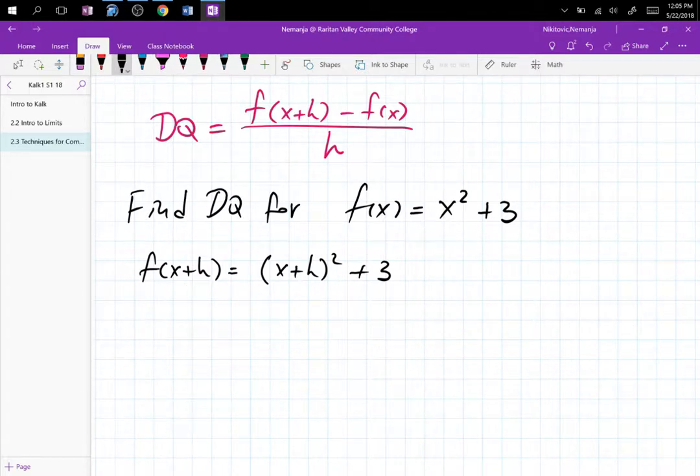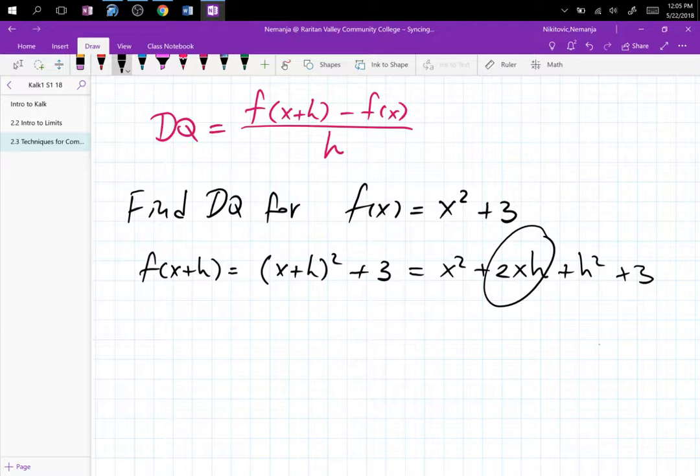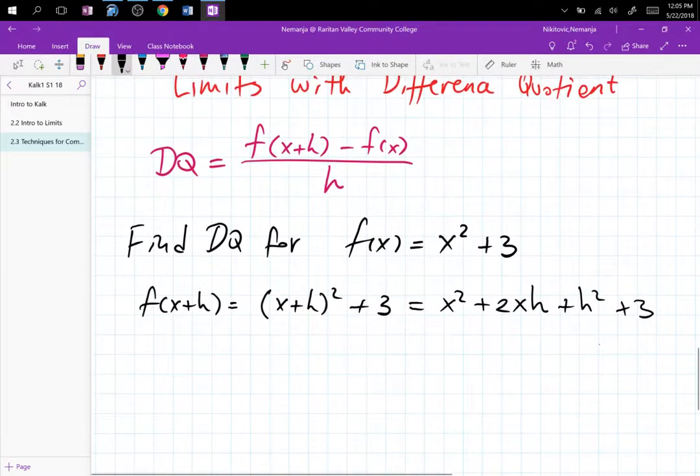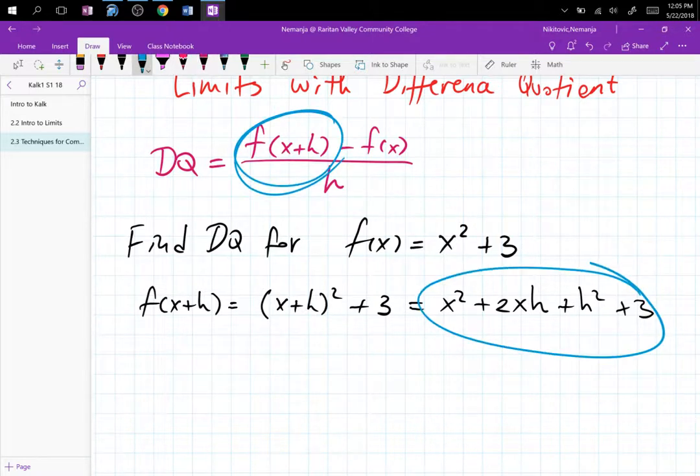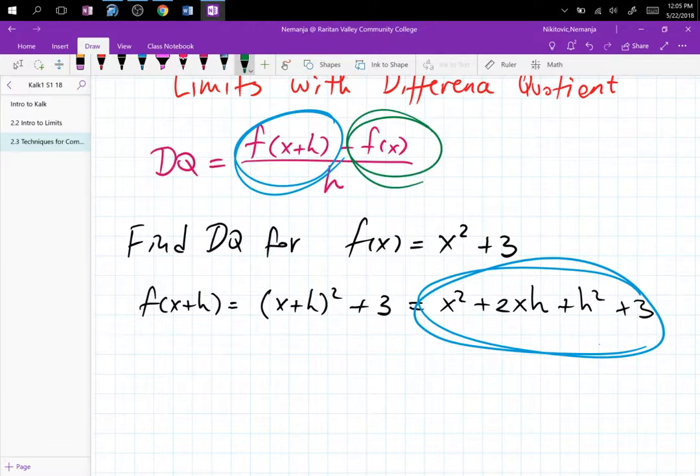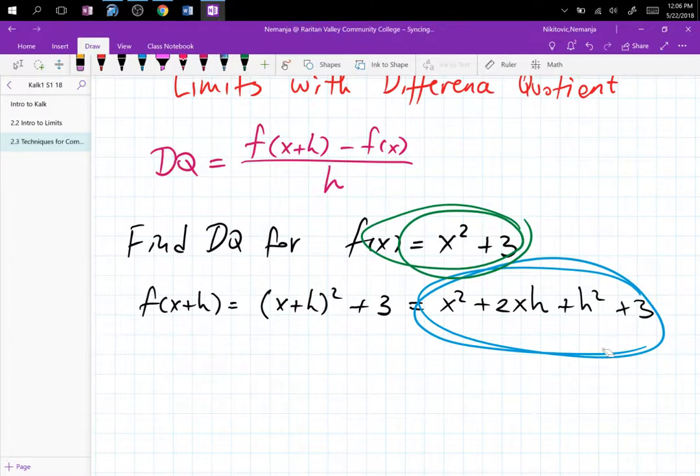Now, expand. We get x squared plus 2xh plus h squared plus 3. Generally, this term kills your grade, so pay attention. When you are squaring the binomial, you have the middle term, not just the end terms. Okay, great. So now I have all of the pieces of the puzzle. I have this piece given here, and this piece given here. So I can just plug everything in and see where algebra takes me.